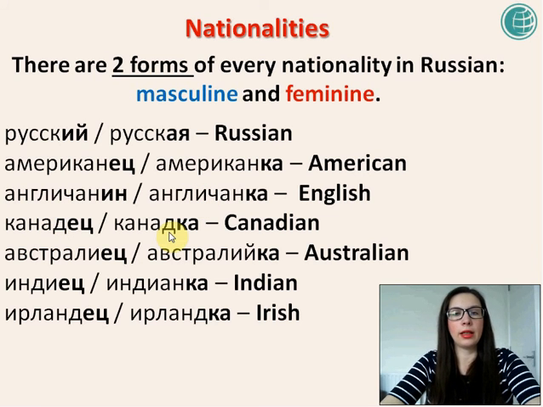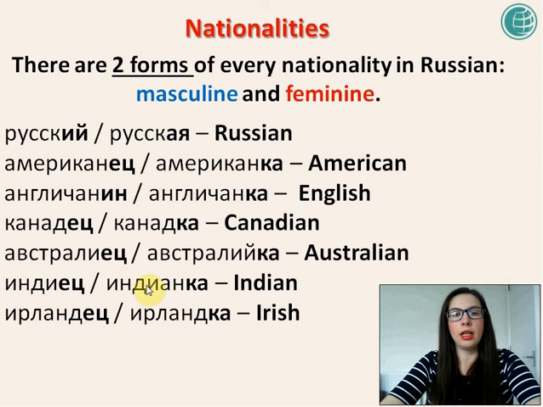Канадец, канадка, Canadian. Мой муж канадец, my husband is Canadian. Моя мама канадка, my mother is Canadian. Австралиец, австралийка, Australian. Он австралиец, he is Australian. Она австралийка, she is Australian.